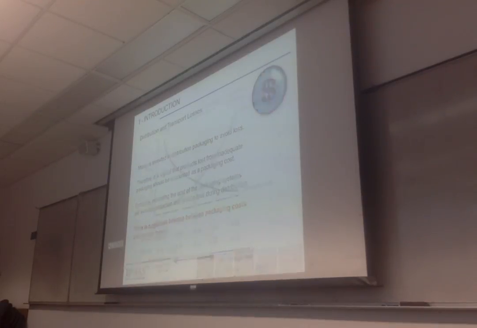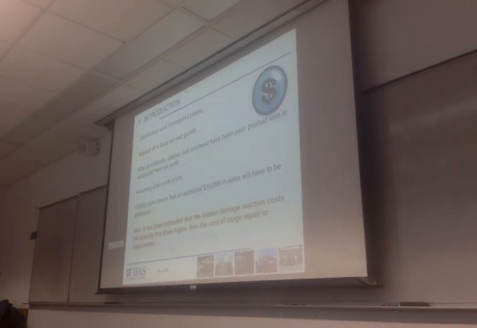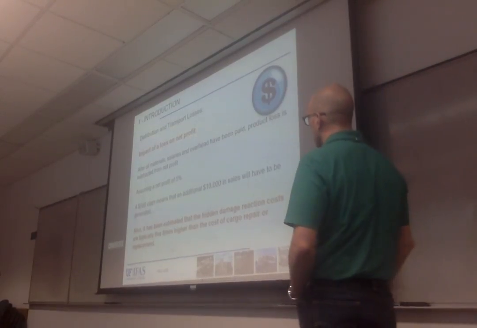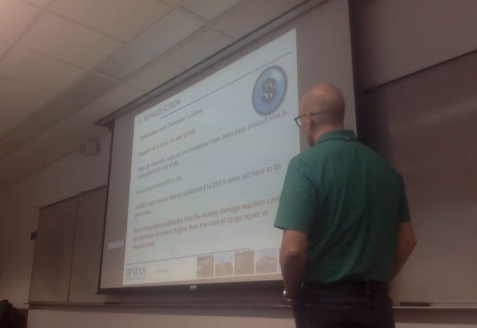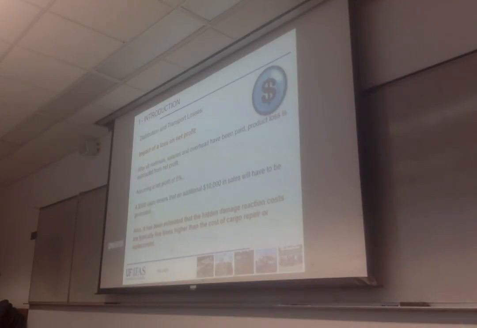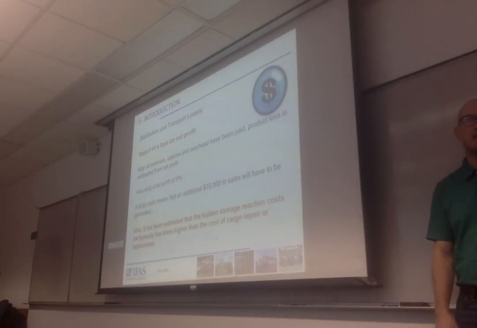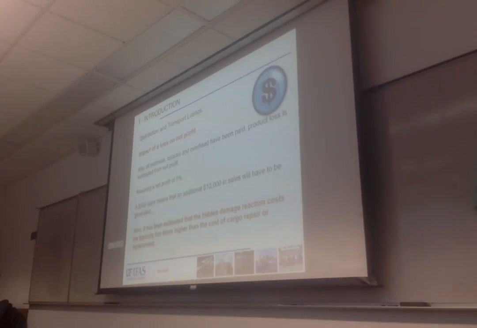Can you go back? Can you explain the sentence? Also, it has been estimated that the hidden damage reaction costs are typically 5 times higher than the cost of cargo repair or replacement. So hidden damage cost may be just the cost of having people manage the loss of the cargo, or having it shipped back. Also consider the effect on consumer confidence in your product. If you keep having hidden damage or constant issues with a product, people may get tired of buying it and go somewhere else. There is loss of confidence in a product, in a consumer or a supplier. These are all hidden costs that you don't necessarily see right away.